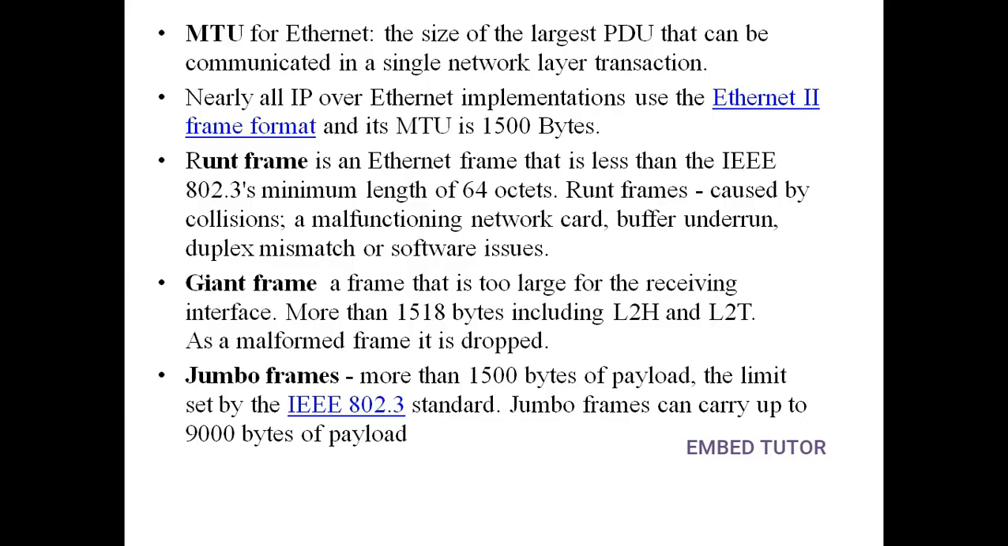So a few more things I want to add: every data link protocol has a term called the maximum transfer unit, MTU, and for Ethernet 2 it is 1500 bytes. Now think about this: if a frame is less than 64 bytes, we call it a runt frame. It is caused by collisions, malfunctioning of the network card, buffer underrun, duplex mismatch, or some kind of software issues. Then what is called a giant frame?